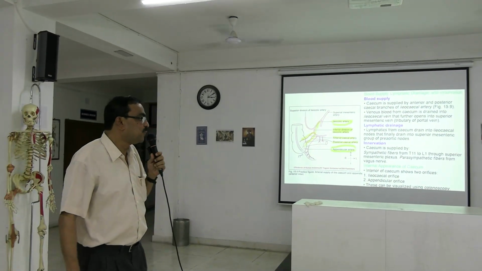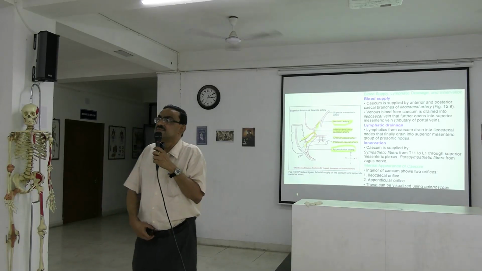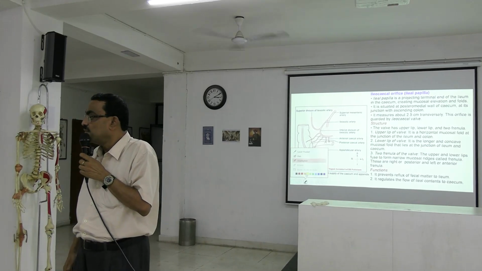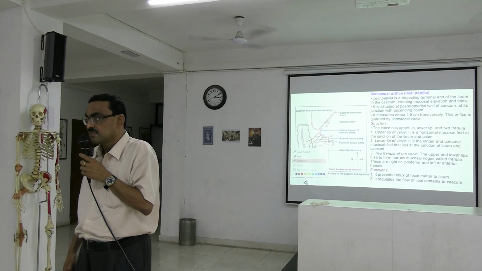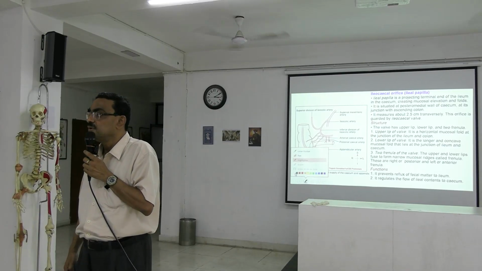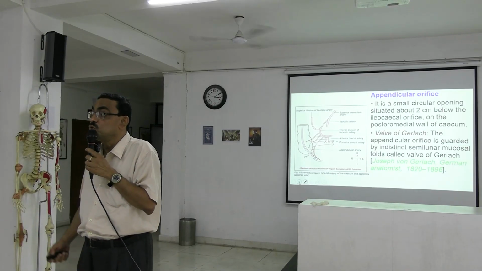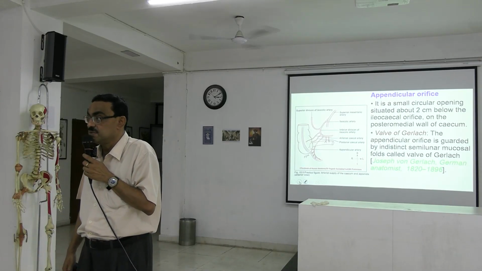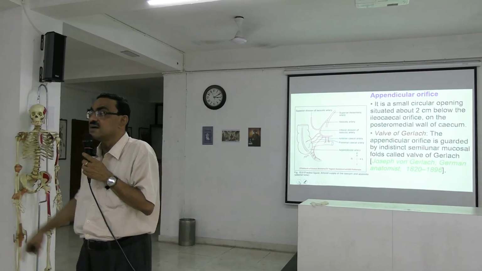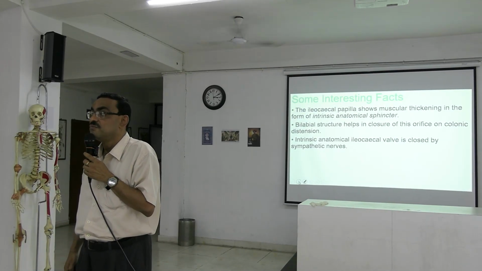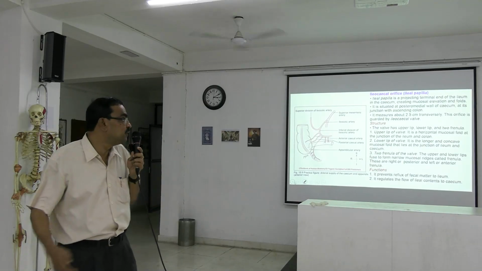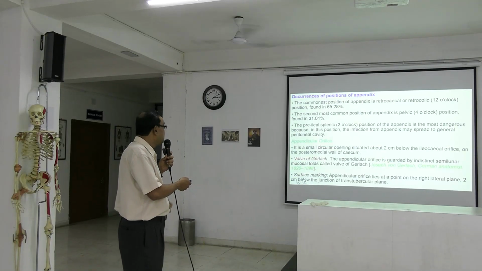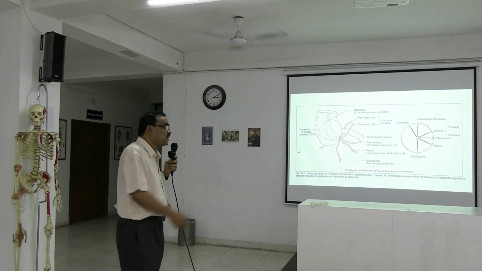Now appendix, what is appendix? Appendix is a rudimentary organ. What is the length? It may vary from 2 to 20 centimeters. Average is 9 centimeters. It looks like a worm, so it is called vermiform appendix. There are many positions of the appendix. You can see there are many positions of the appendix.